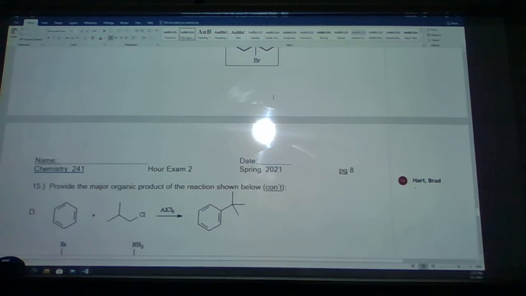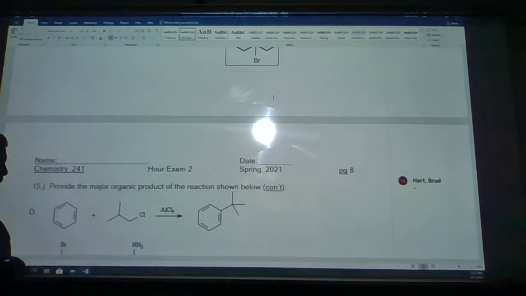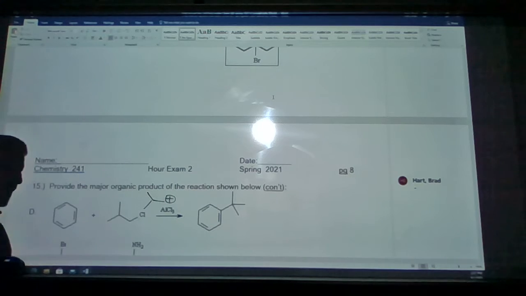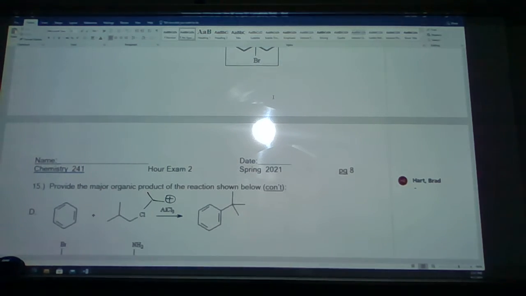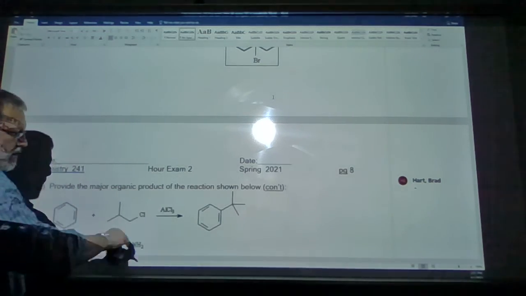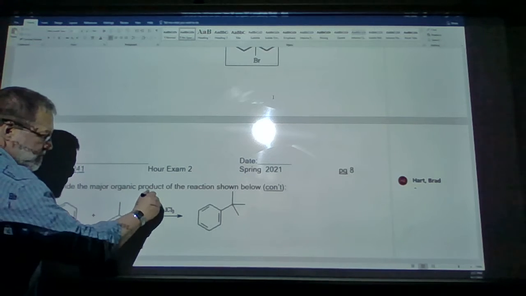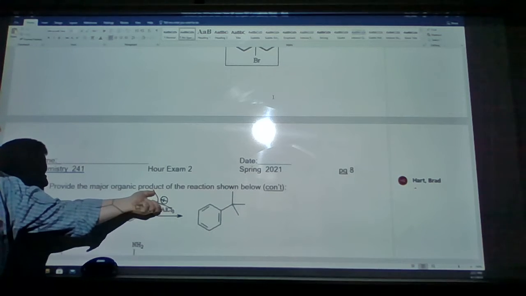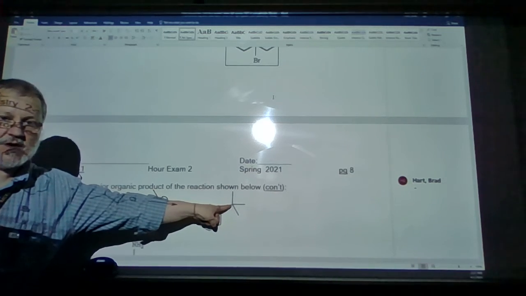15D, provide the major organic product for the reaction shown. This is a Friedel-Crafts alkylation reaction. Once we react this alkyl chloride with aluminum trichloride, we form that carbocation. That is the primary carbocation. That is not stable. We have a hydrogen right there. This can undergo a 1,2 hydrogen shift and get to a tertiary carbocation. Now this aromatic ring reacts with this tertiary carbocation to give you that species, right? The final product right there.